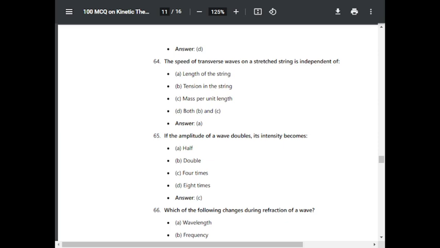Question number 65. If the amplitude of a wave doubles, its intensity becomes option A, half, option B, doubles, option C, 4 times, option D, 8 times. The correct answer is C, 4 times. If the amplitude of a wave doubles, its intensity becomes 4 times.